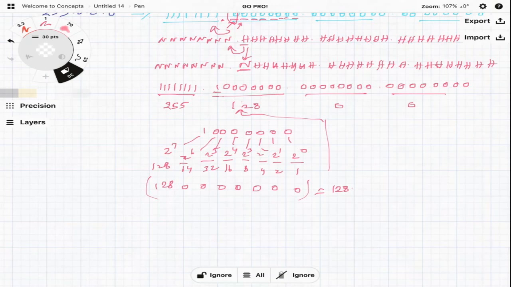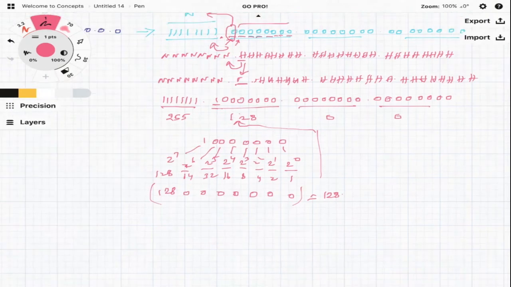Now similarly we keep on adding ones to this part, the network portion. So now the next part is, we add the next bit from the host portion. The remaining are all zeros.